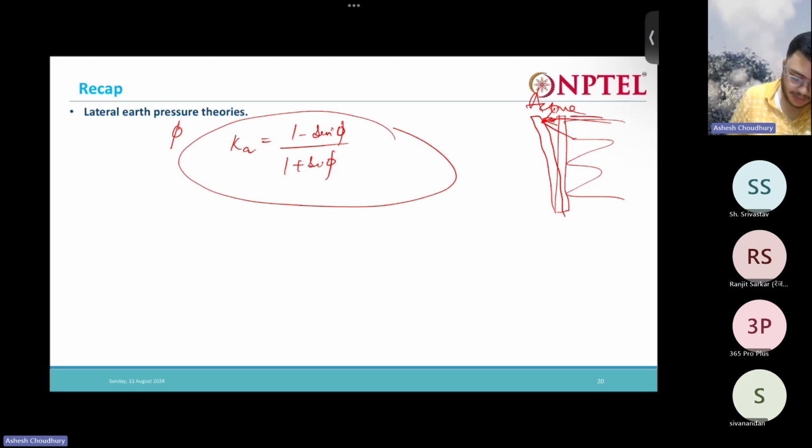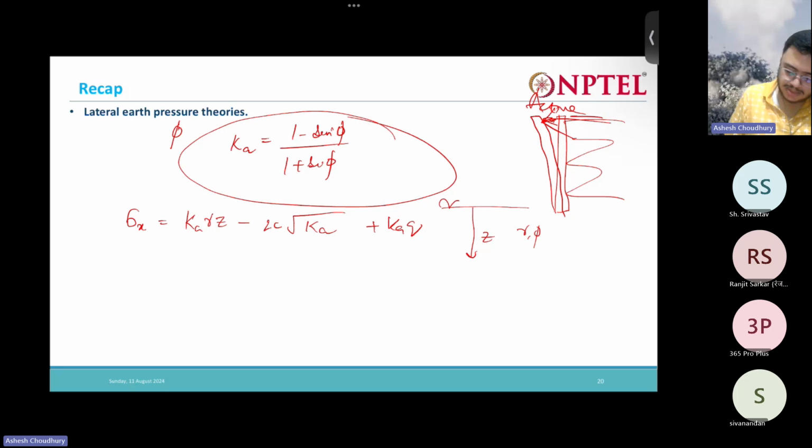So what is the earth pressure at any depth z? It is Ka gamma z, with the soil properties gamma and phi, minus 2c root Ka, plus Ka into q. q is nothing but the surcharge.